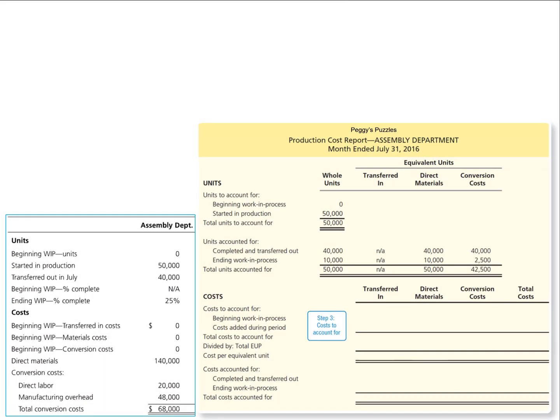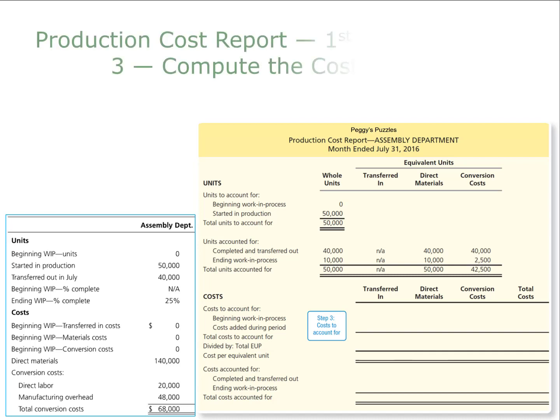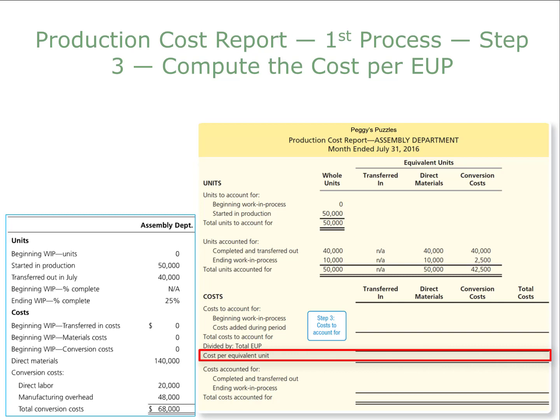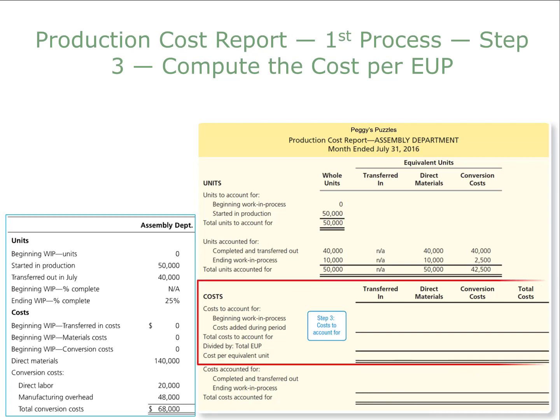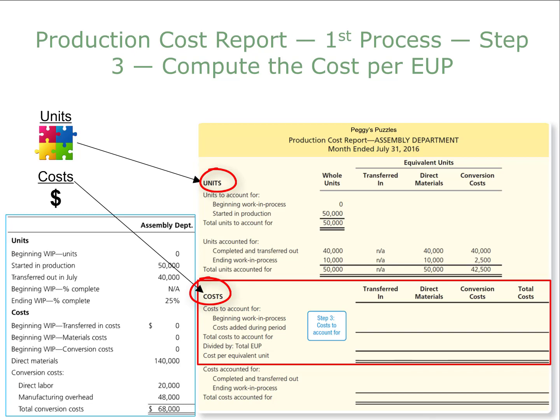We are now on step 3 of 4 when creating the production cost report. We will compute the cost per equivalent unit of production. That means we will have to fill out this section in the red box. Up to this point in steps 1 and 2, we focused on the units, the actual puzzles the assembly department made. But now we turn our attention to the costs associated with those puzzles.